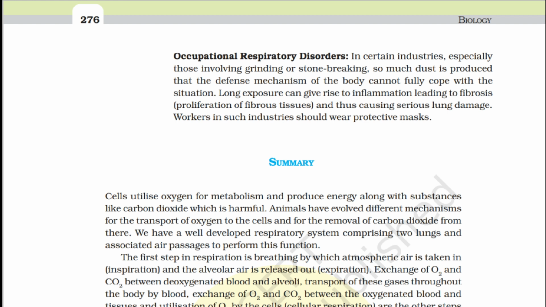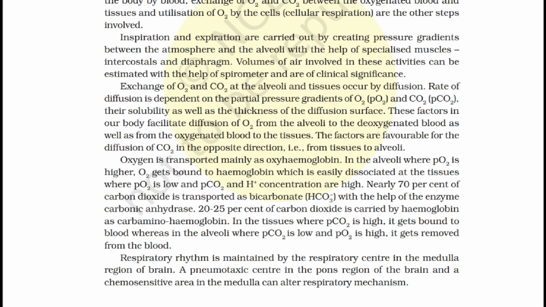The first step in respiration is breathing, by which atmospheric air is taken in, inspiration, and the alveolar air is released out, expiration. Exchange of O2 and CO2 between the oxygenated blood and alveoli, transport of these gases throughout the body by blood, exchange of O2 and CO2 between the oxygenated blood and tissues, and utilization of O2 by the cells, cellular respiration, are the other steps involved.